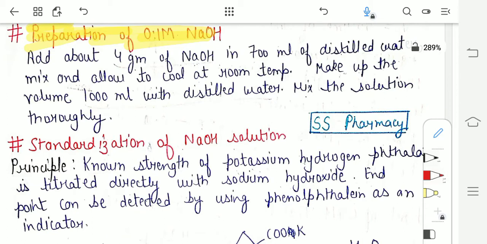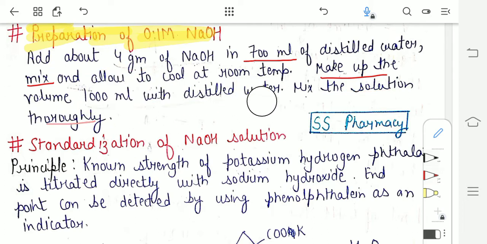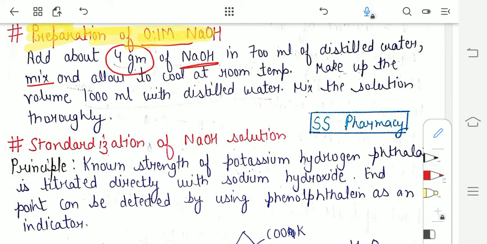So add about 4 gram of NaOH in 700 ml of distilled water, mix and allow to cool at room temperature, and then make up the volume to 1000 ml with distilled water and mix the solution thoroughly. So this is just the general theory part, like how we have to prepare this solution. Now I will explain to you the calculations, like how exactly we have taken 4 gram of NaOH to prepare a solution of 0.1 molar strength.